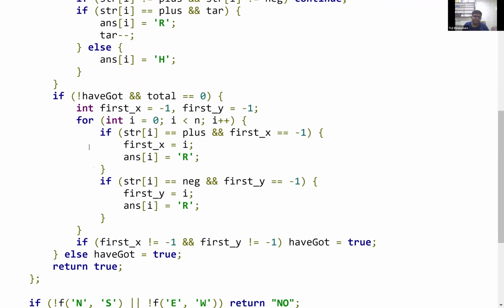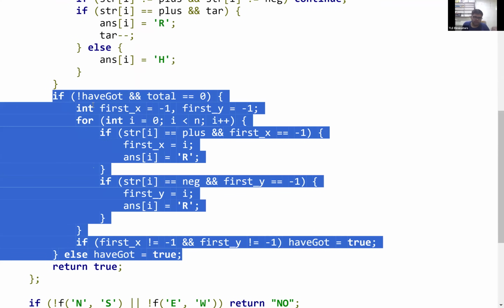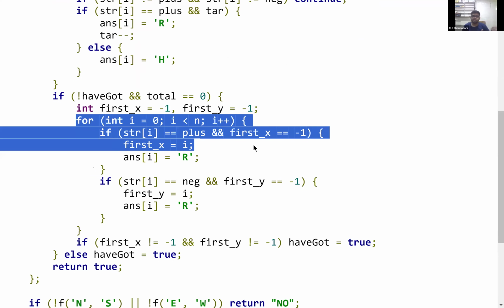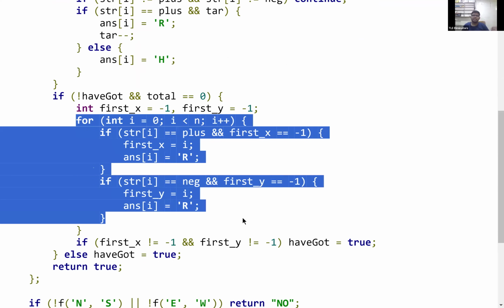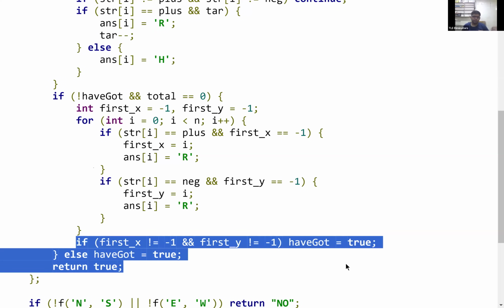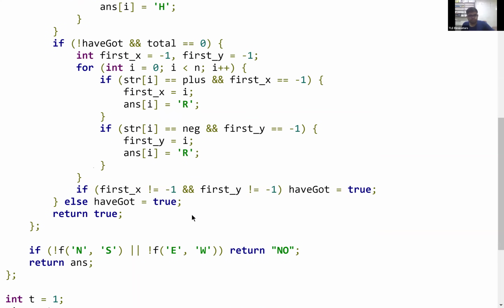And then this is the edge case: in case you have not got any character yet and the total count is zero, then I'm just finding out the first occurrence of plus and the first occurrence of negative, and I have been updating the values there as RR. That's it.